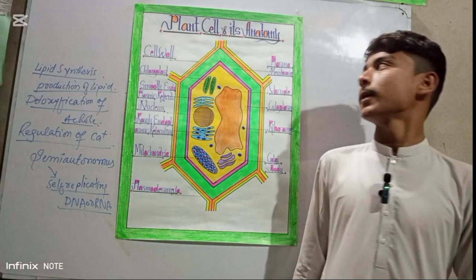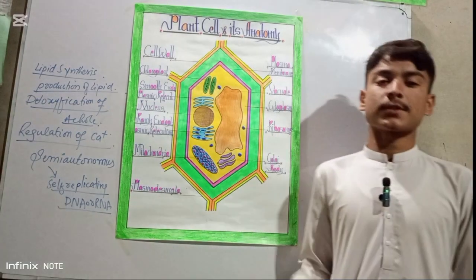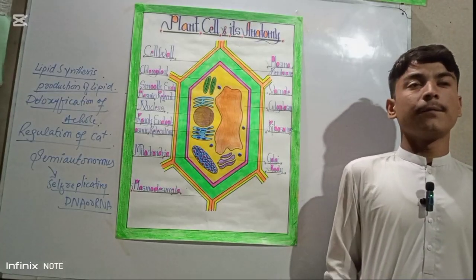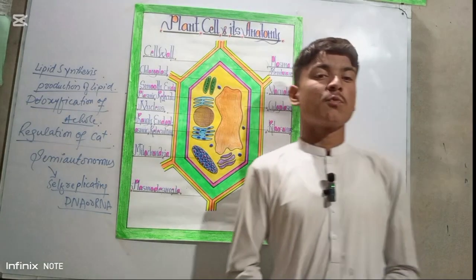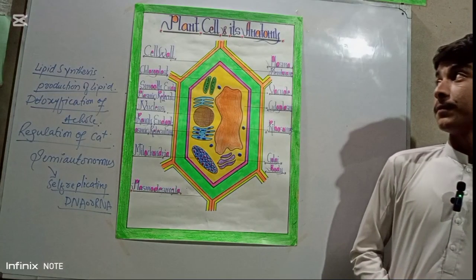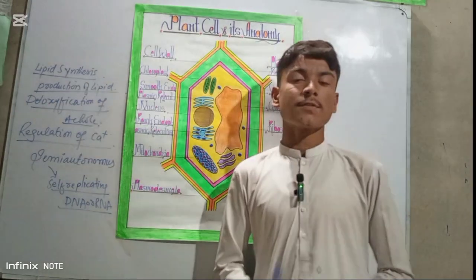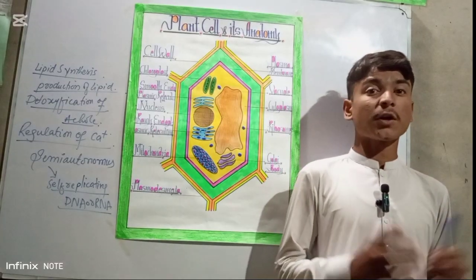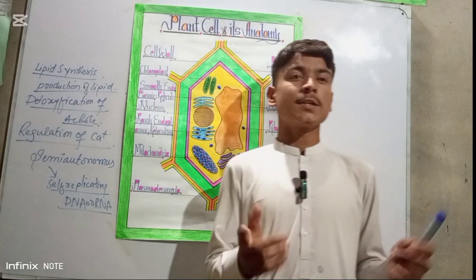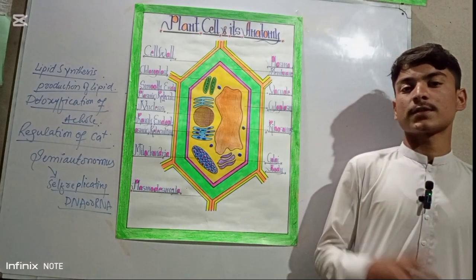Today we are discussing the most important topic, the structure of the cell, plant cells. First of all, I will introduce the cell. What is a cell? A cell is the basic unit of life, according to structure and function. The cell was discovered by Robert Hooke in 1665.